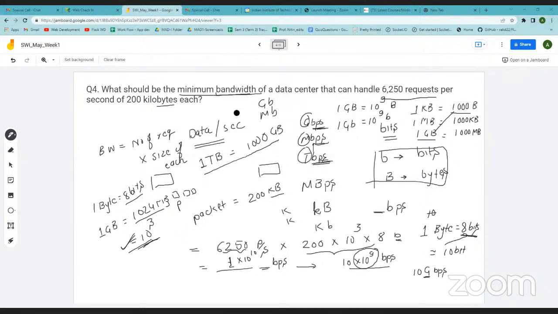Now, what is minimum? Why is this term minimum used? Because when I say 200 kilobytes, it will not be exactly 200 kilobytes. It will be more than that, because some additional things will be added, some packaging, some processing and data related to that processing. You cannot simply send a request and give no context. The server will not know how to handle this request.